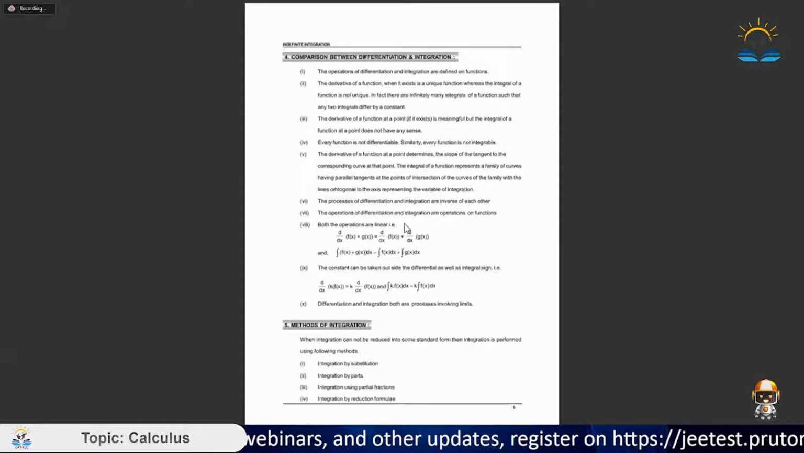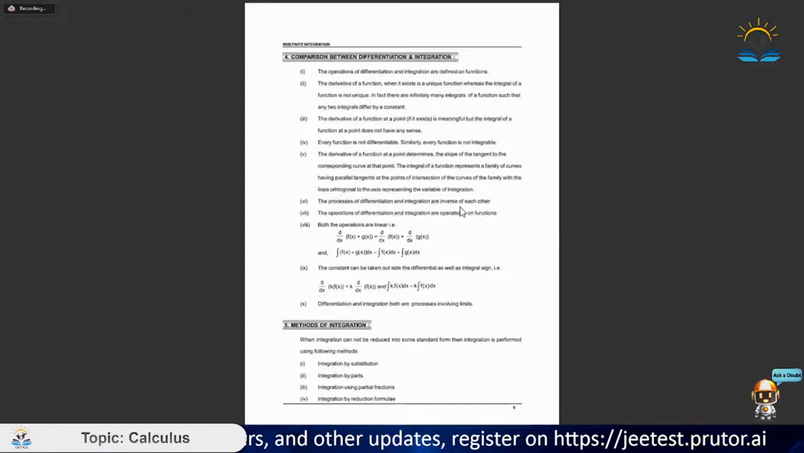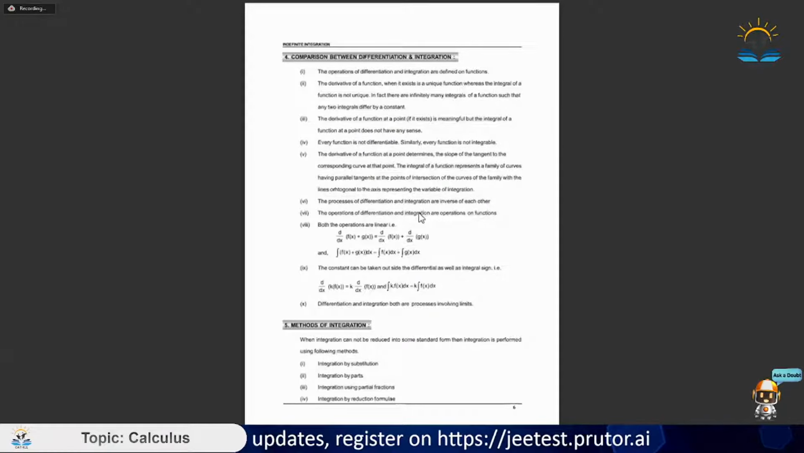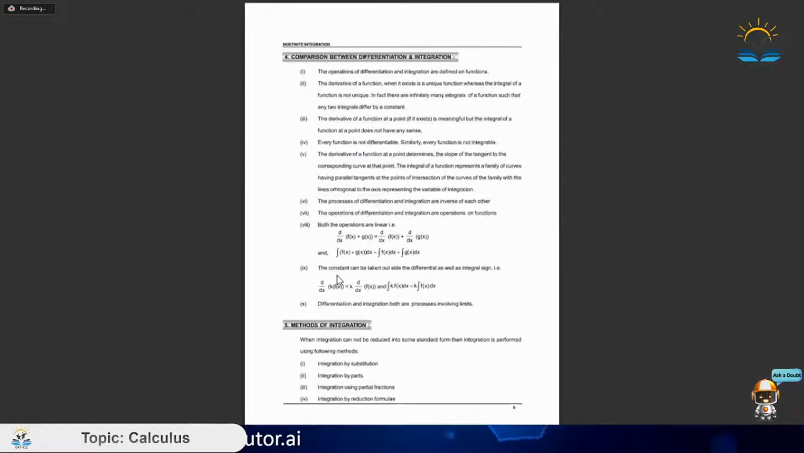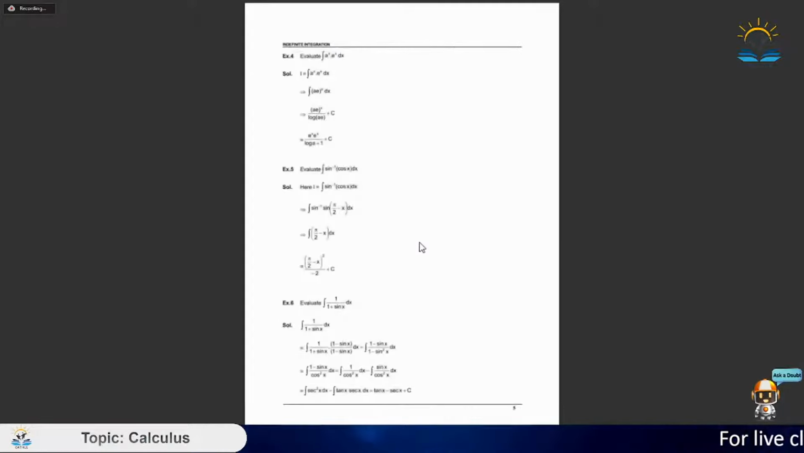So these are some of the theories. The processes of differentiation and integration are inverse of each other. Very much true. The operations of differentiation and integration are operational on functions. This is the basic rule of splitting integration, which we already saw in example number 5. And the constant can be taken out here. This point we saw here in example number 5. So I suppose it is clear.